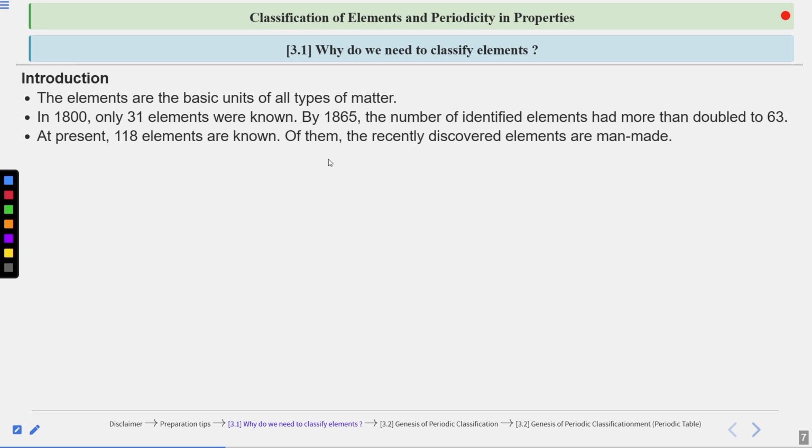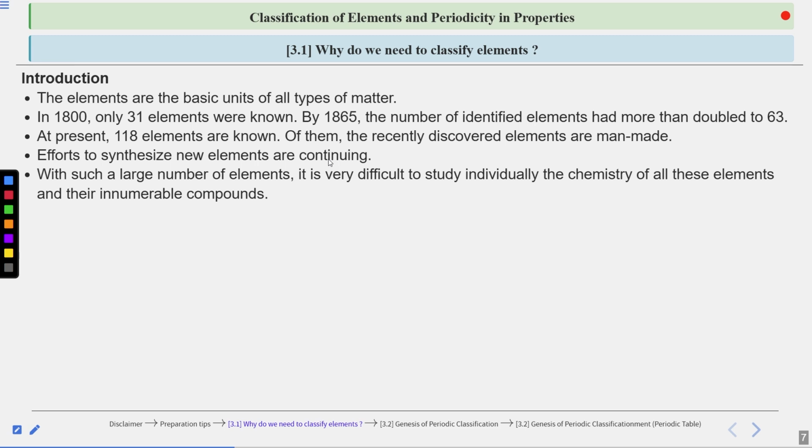And the good part, I would say the miracle part, is that some of the elements are discovered by man. And this process is still going on regarding the synthesis of new elements. But the point here is why do we need to classify elements? See, we now have 118 elements, and each of these elements has unique properties. If we learn them individually, that would be very difficult, and the data is also very vast.